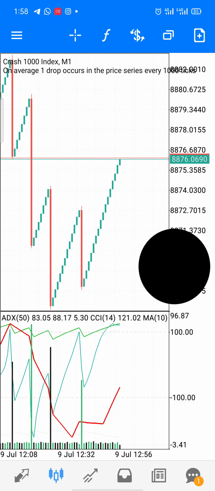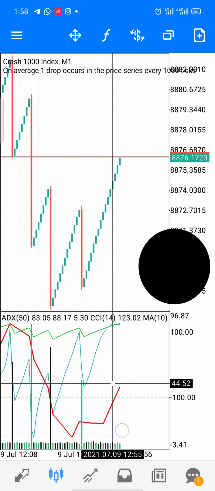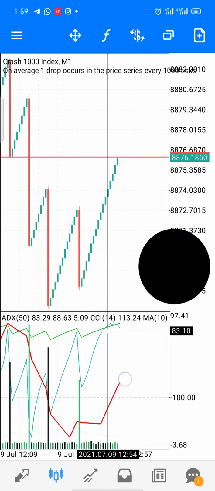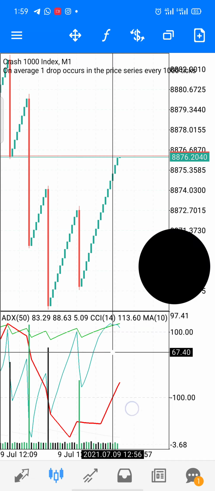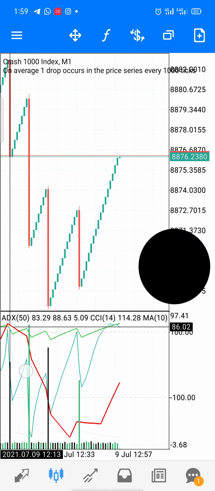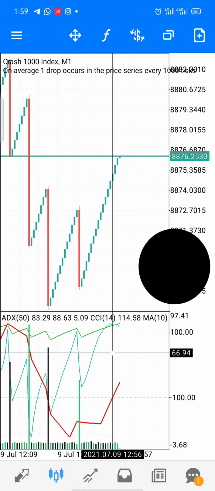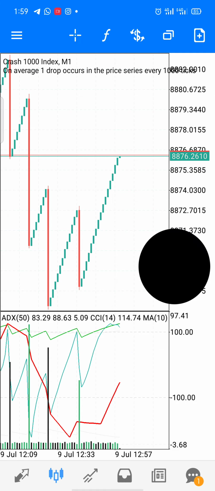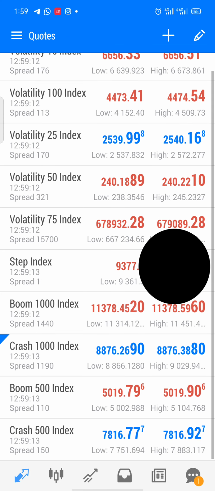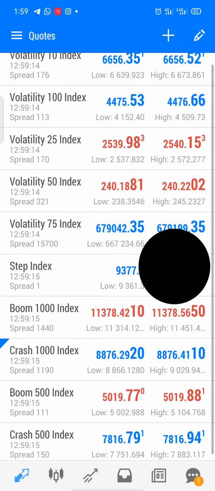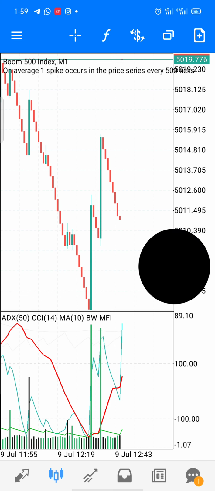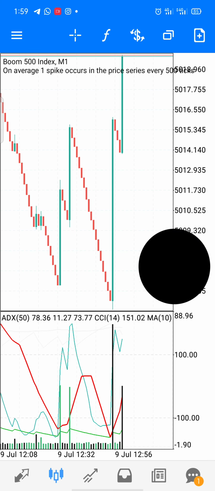Okay, guys, so as you can see, for crash 1000, you just have to wait for this red moving average to cross this green line above, just like this point. Then you get a spike. So you can see it hasn't crossed yet. Let's check out boom 1000, boom 500 index. Wow, it just spiked.